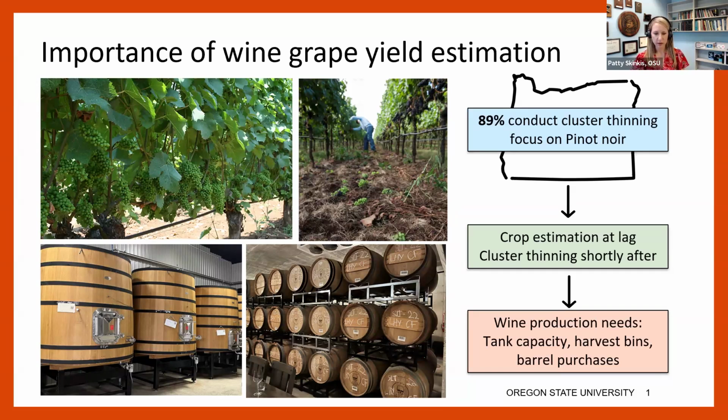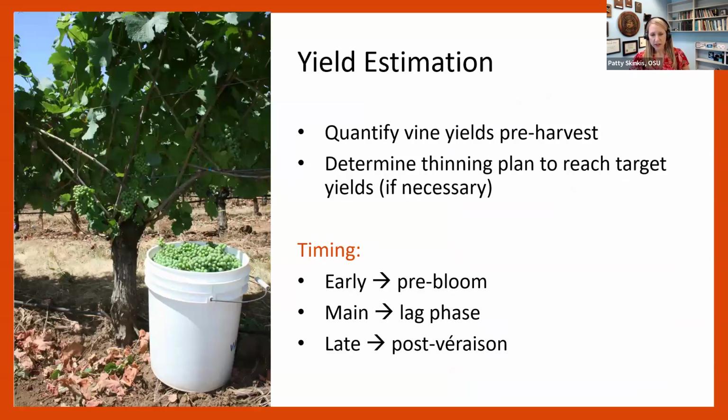So it's really critical. And yield estimation can be done at various times during the year, and it's best if it's collected at different times and used as a composite to inform what yields are looking like. But typically, yield estimation is quantified pre-harvest at lag phase. That's the main time that people are doing this. But we recommend that you start as early as pre-bloom. And then you can also do some validation steps post-veraison. So I'll talk about each one of those here today.